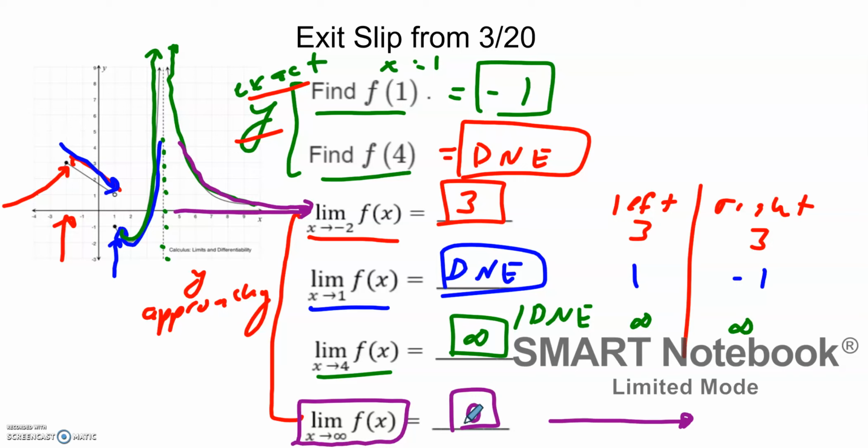Some of you answered this question with the answer of 1/2, which I also accepted because it looked like, if I erase this, it looked like the graph might be approaching 1/2 and not 0. So as your x value is going forever to the right, the graph is slowly approaching 0.